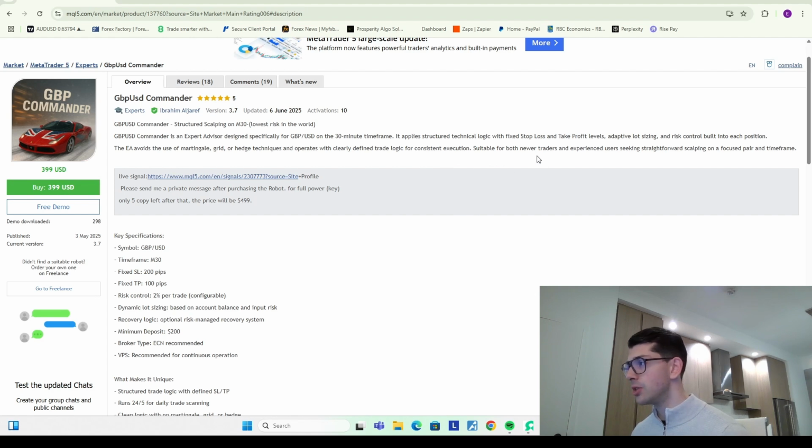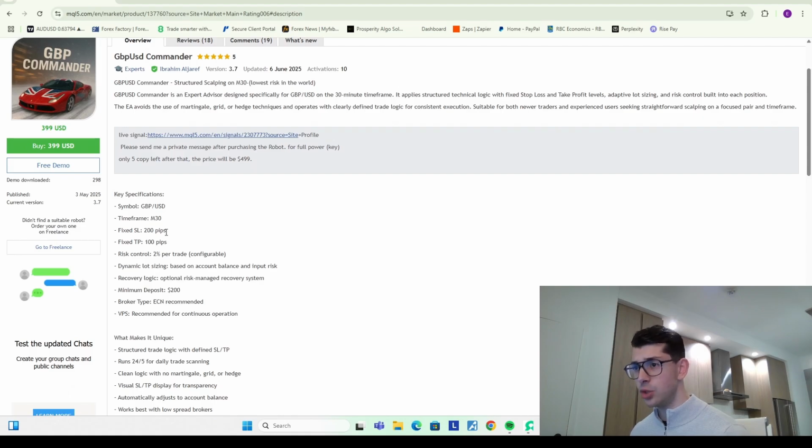And effectively here he's saying that each trade comes with both a fixed take profit and stop loss, and that he's not using martingale, grid, or hedging techniques, and that there's a clear logic for entering certain positions. All of that is a good sign. We don't typically like to see grid martingales unless they're used in a very strategic manner. And effectively here we can see that he's using a fixed stop loss of 200 pips and a fixed TP of 100 pips. And this is common for a scalper.